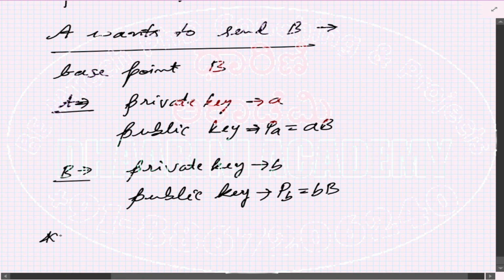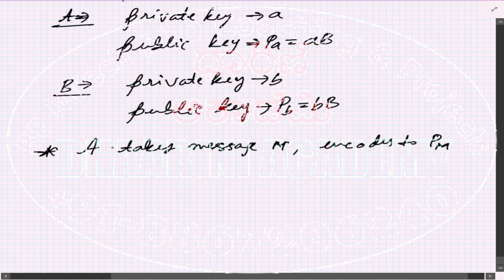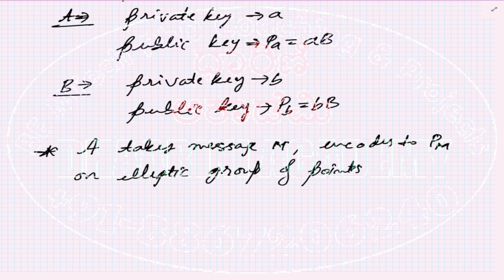A will collect a text, some message, I'll call it M, and performs the encoding to Pm, which is actually present on the elliptic group of points, so that one single character which you want to encode becomes two-dimensional, like x comma y.